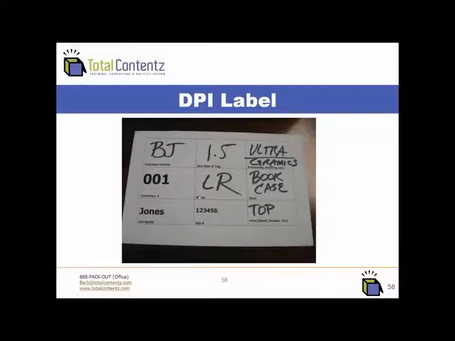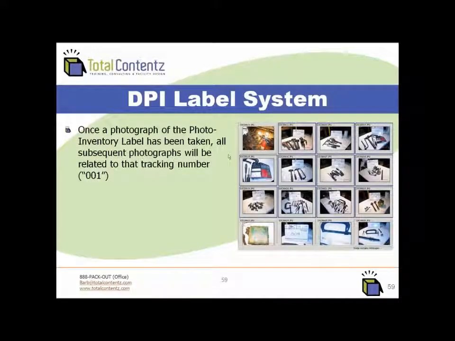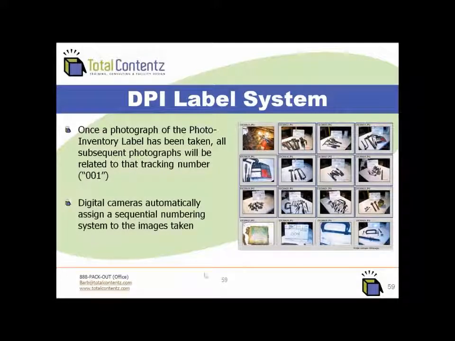Where are these items from? It's from the living room. And what item are they from? It's from the bookcase. And then what area of the item is it from? So these ceramics are from the top of the bookcase. Okay, so once we photograph the inventory label, then we're going to photograph the items that are associated with that box or that label number.